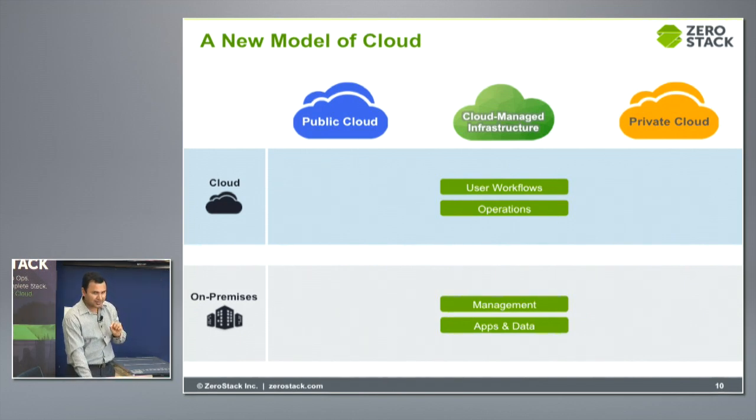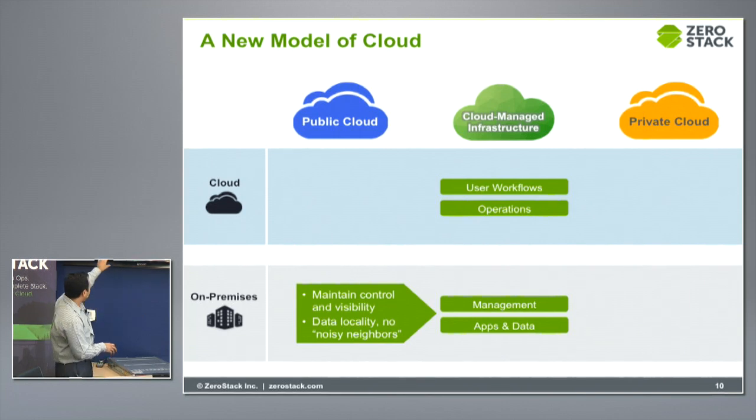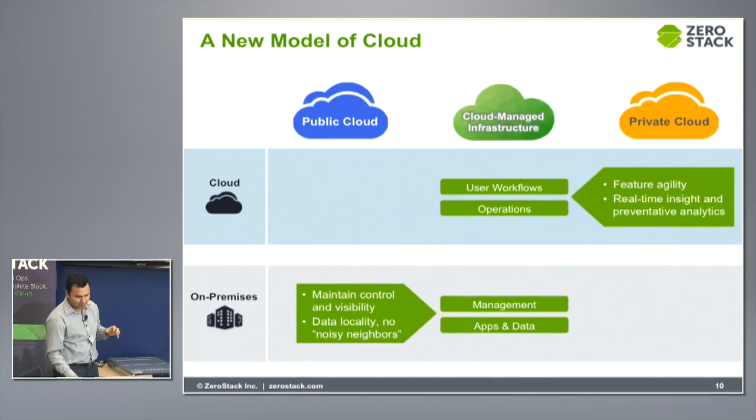Now, if I double click into this architecture itself, once you have this architecture, you get the control and visibility from the underlying infrastructure layer, and you get the feature agility. If you look at public clouds, they release a feature every few weeks. Given that we have user workflows in SaaS, we also release features every few weeks. Actually, since we did our beta and we launched to customer deployments, we have added almost 30 features in the last 3 months itself. And we also provide real-time insights and preventive analytics as part of that operations layer.